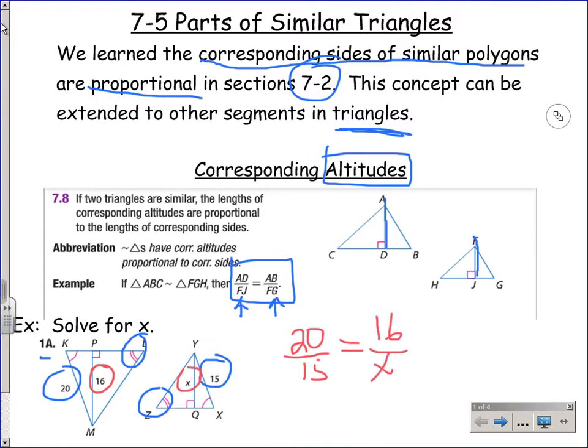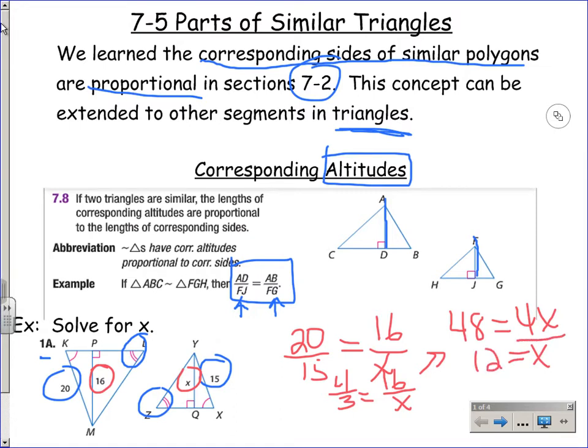If you like working with smaller numbers, you can reduce that, and I do, so I'm going to make it 4 to 3 is 16 to X. My stylus is not being cooperative. So moving up here, 48 equals 4X, so X equals 12. In this situation, we have X equals 12, and we can solve it this way because we know that if the triangles are similar, then the altitudes are proportional. All right, the next one.